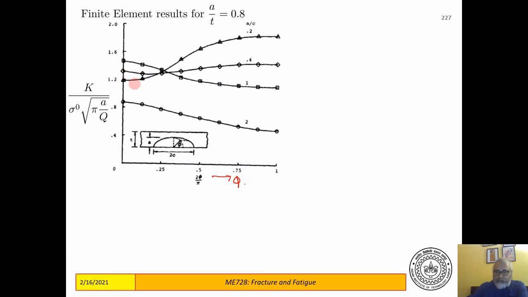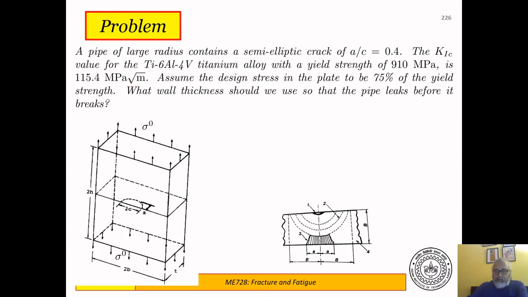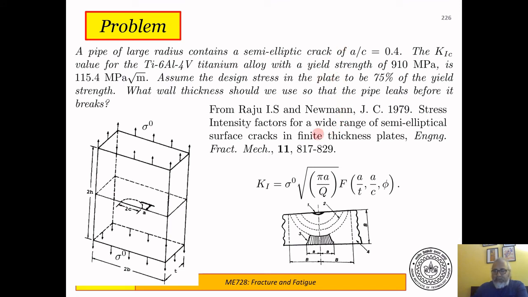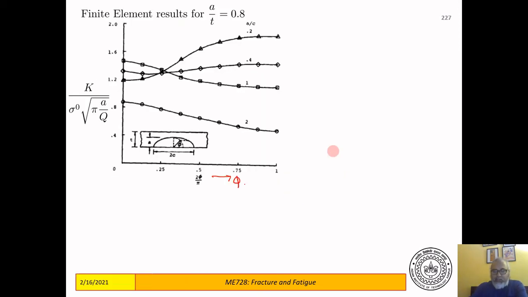Okay, so phi is plotted here, and this factor, which is K1 divided by this whole quantity, this function, is plotted on the y-axis. So this is actually your f of A by C, A by T, and phi. This is the curve for A by T equal to 0.8, and we concentrate on the curve for A by C equal to 0.4, and this is the curve that we should look at.